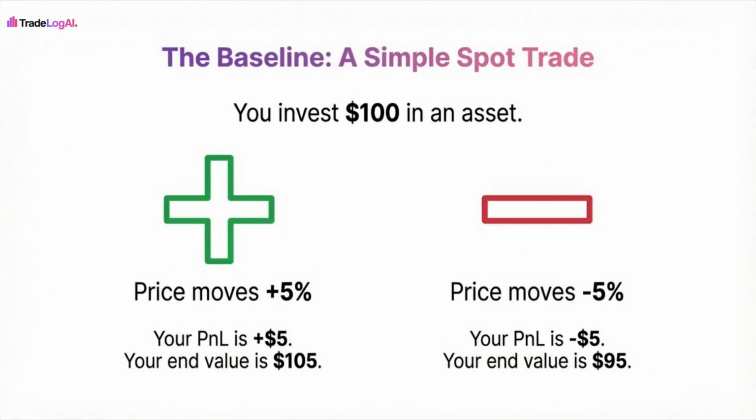Now let's set the baseline with a simple spot trade. You invest $100 in an asset. If the price moves up by 5%, your PnL is plus $5. Your value becomes $105. If the price moves down by 5%, your PnL is minus $5. Your value becomes $95. So in spot, PnL moves 1-to-1 with price change, based on your full $100 exposure.